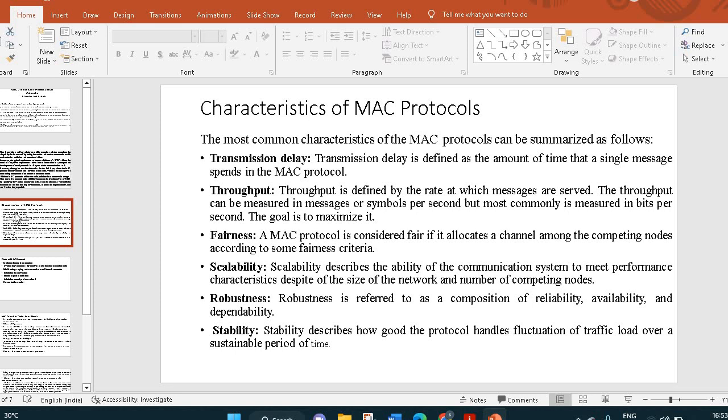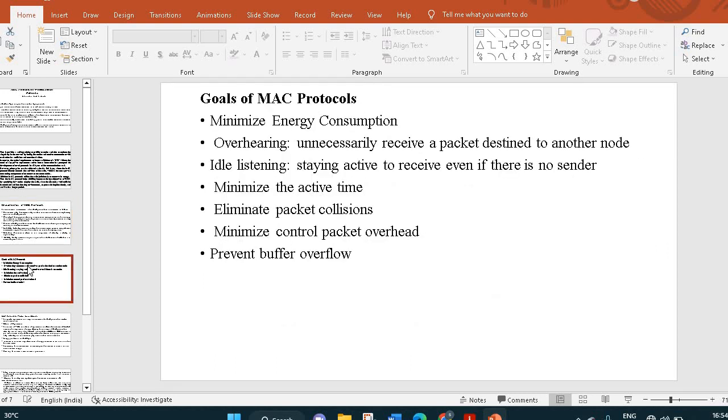Characteristics of the MAC protocol. The characteristics of the MAC protocol can be summarized as transmission delay, throughput, fairness, scalability, robustness, and stability.